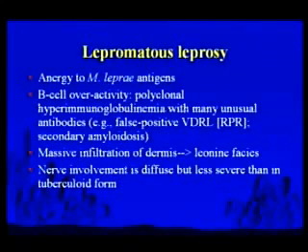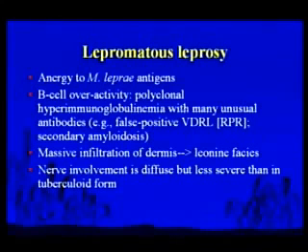Lepromatous leprosy, on the other hand, these people are anergic, and as a result of that, they get massive infiltration of the dermis, which causes their facial features to be distorted, sort of like in acromegaly. You just get coarsening of the facial features.